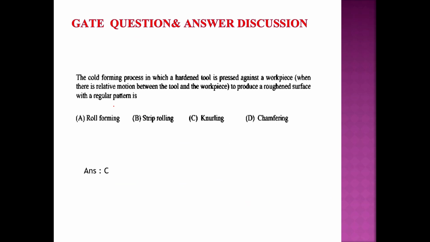Next question: the cold forming process in which a hardened tool is pressed against a workpiece, when there is a relative motion between the tool and workpiece, to produce a roughened surface with a regular pattern. Options: roll forming, strip rolling, knurling, chamfering. The right answer is knurling.